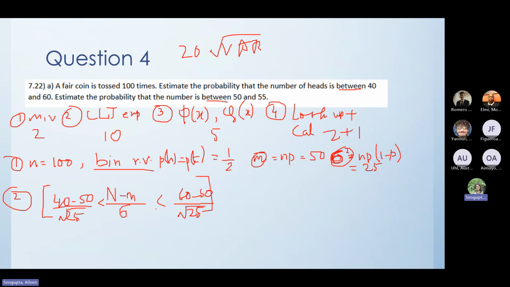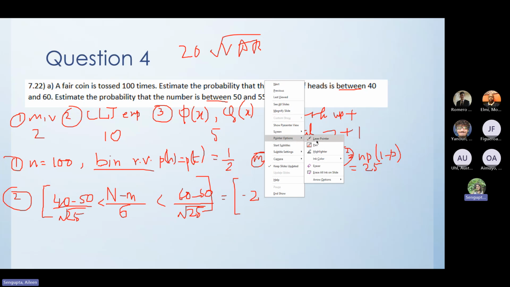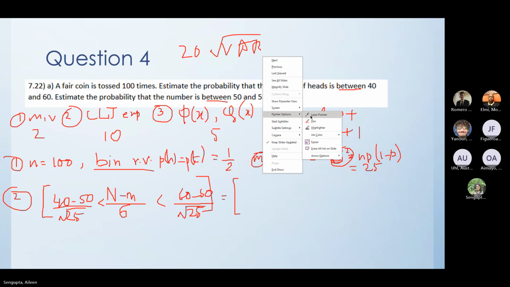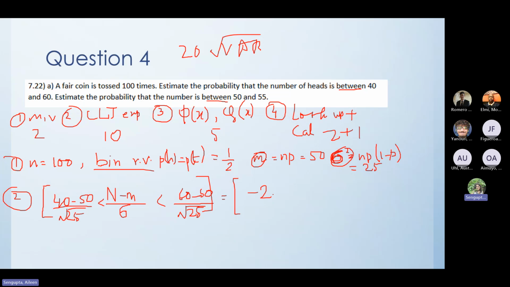All right? When you come up with this expression itself, you're going to come up with some sort of values, right? Because you have to work out this 40 minus 50, whatever that is. So you're going to come up with something. Hang on. Is this minus 2 or am I dreaming? 40, 10, 10. Yeah, this is minus 2. Minus 2 less than N minus M over sigma. 10, 10, 5, 2, right? All right. So this is exactly the expression for your second step.